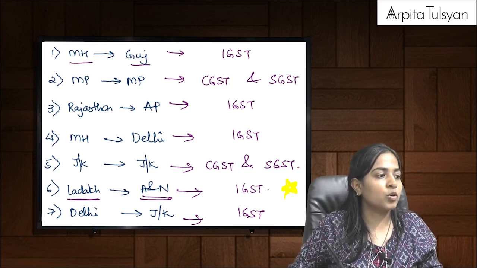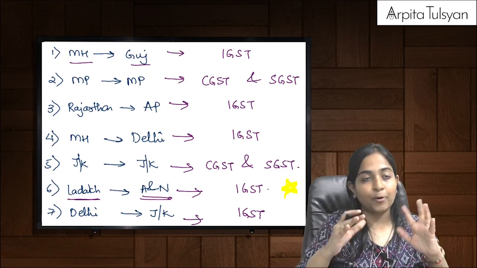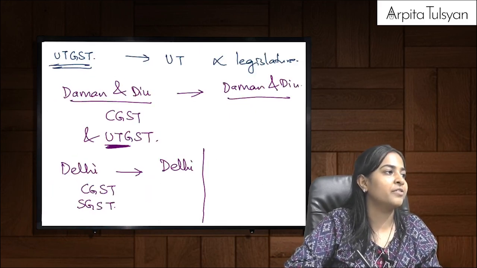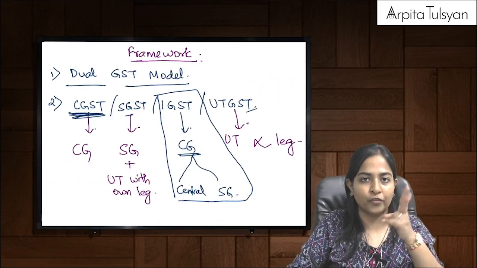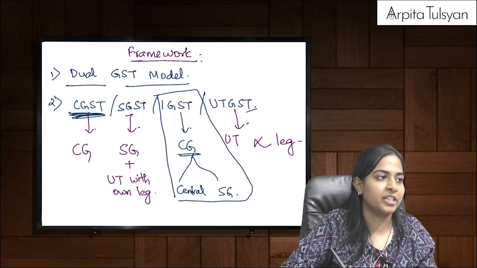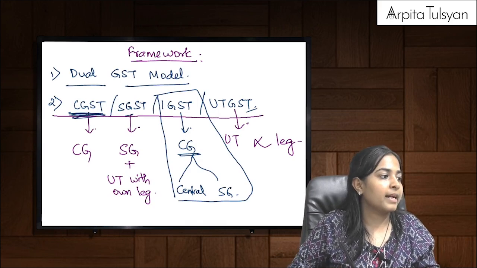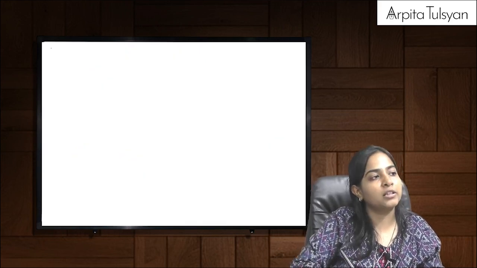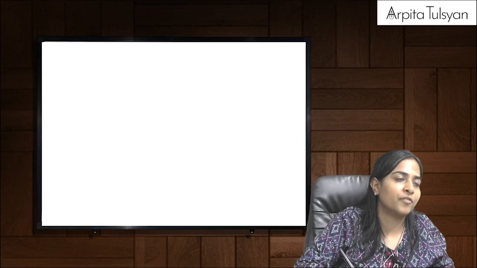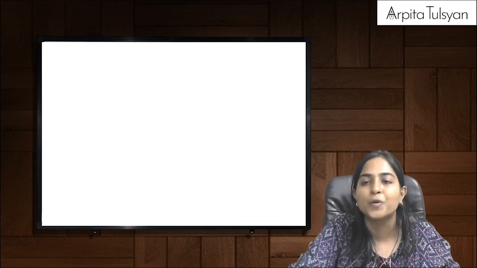Okay, so we were discussing the framework. In that, first we discussed the dual model. Both of them have the powers to impose and levy GST. Then we studied different laws. Right? Now, let's go to the third part of it, that is classification of goods and services.